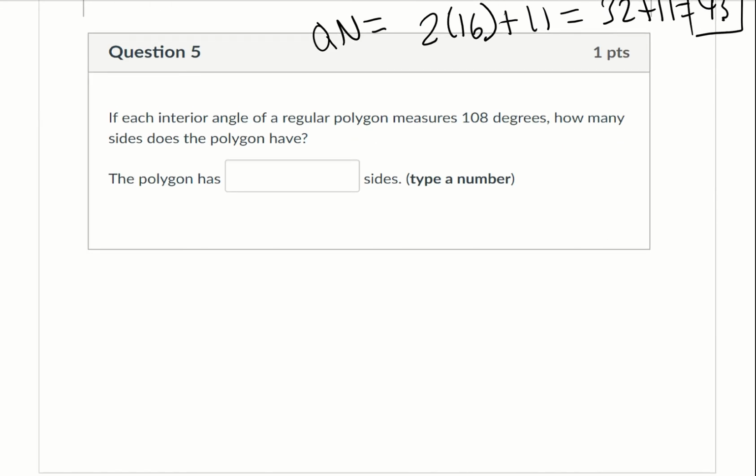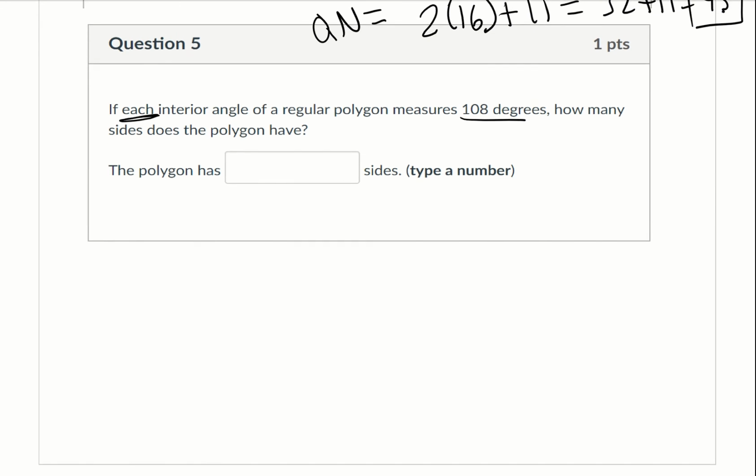Next question is a 6.1 question, angles. If each interior angle of a regular polygon measures 108, how many sides does a polygon have? So if we're looking at each of the angles, then we're looking at the interior angles, and this is assuming that it's a convex polygon, so that we can use the formula, n minus 2, times 180. And that's for the total angles. If I want to do each of the angles, I have to divide by how many sides we have. Okay, and that's my formula.